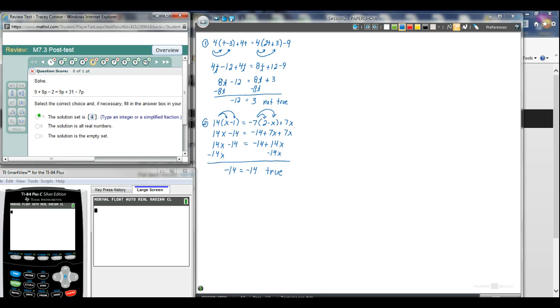Now let's look at number 5. For these, you either have a not true statement, a true statement, or an answer. So let's look at number 3. It's actually number 5 on the sheet, but I'm labeling it number 3.